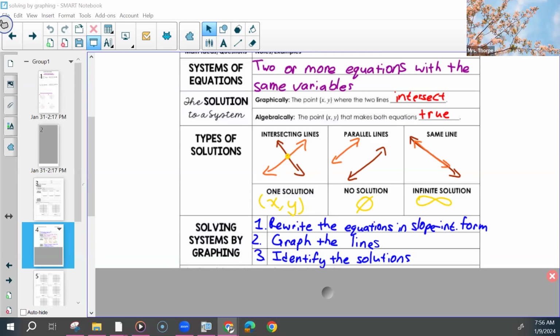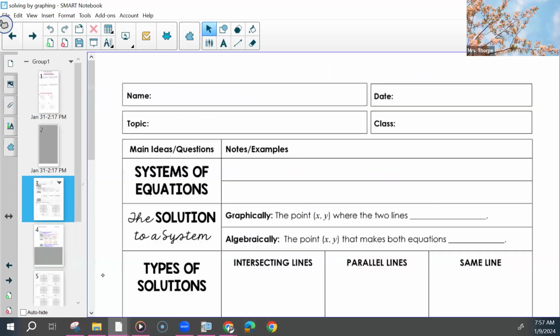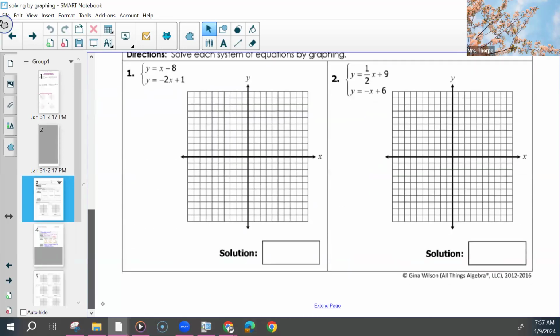We're gonna try examples 1 and 2. If you want a ruler, feel free to go grab one. So I'm gonna do this in 2 separate colors. You don't have to, but if it helps you see it better, do that.